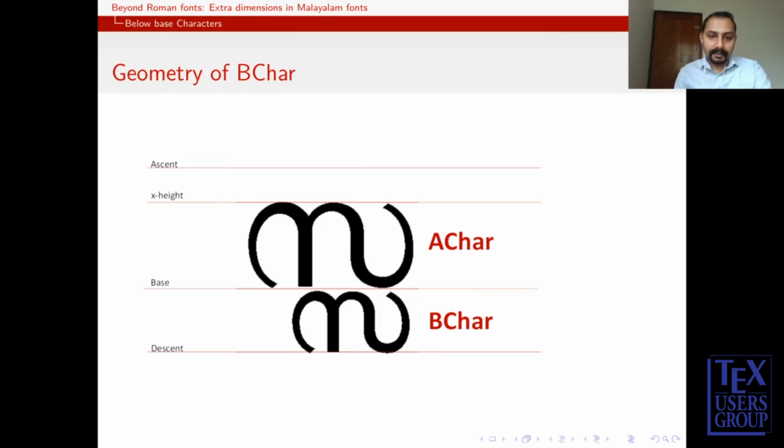If you look at the geometry, the matrix of a particular below base character, you may see the above base character here, which occupies from the baseline to the x height. The same character, this is the conjunct pronounced as sa with a double s. So the first sa is on the top, the A-char. The second sa is the below base character, which basically occupies the space between the baseline and the descent.